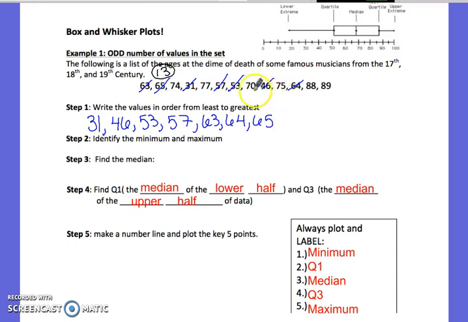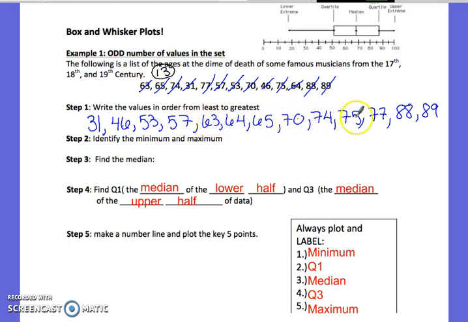Next, there's 70. We have a 74, 75, 77, 88, and 89. So let's count to make sure we still have 13. 1, 2, 3, 4, 5, 6, 7, 8, 9, 10, 11, 12, 13. Good, we didn't skip anything.